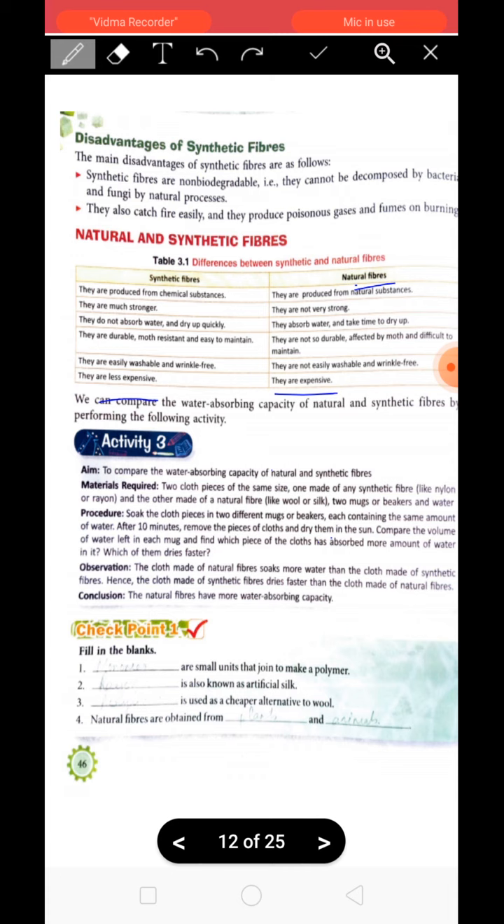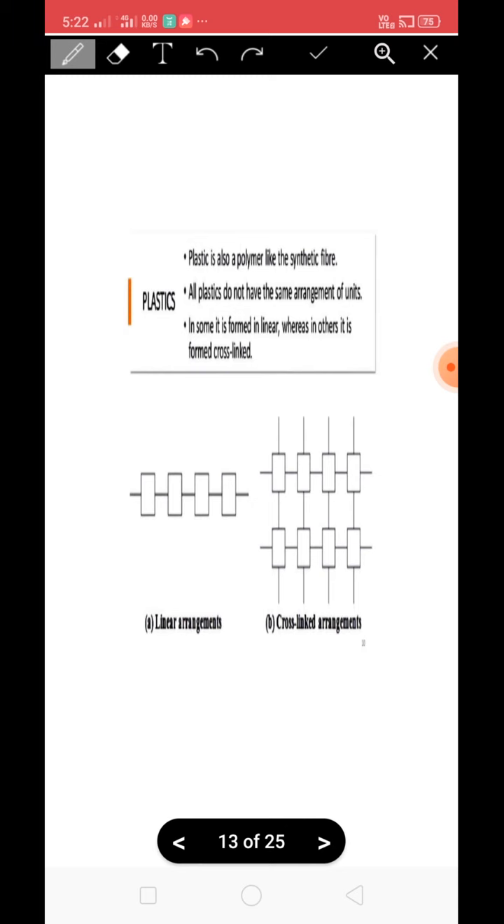The cloth of natural fiber soaks more water in comparison to the synthetic fiber. It means the mug in which we soaked the cotton cloth will have less amount of water. This proves that natural fiber has more water absorbing capacity. Understood?